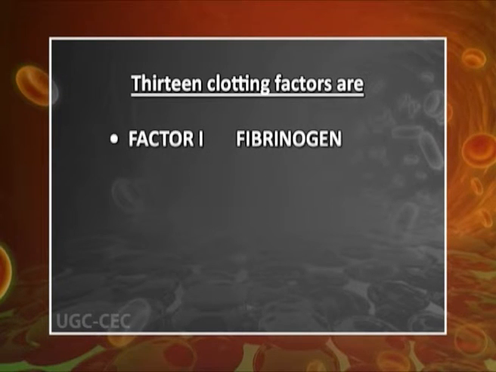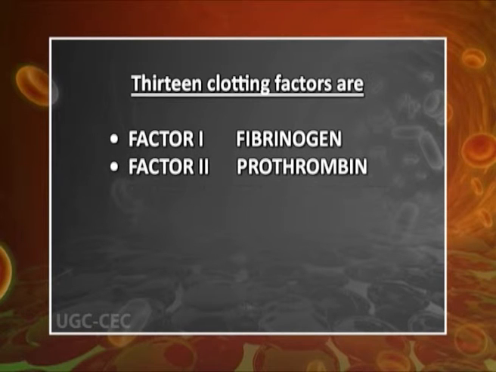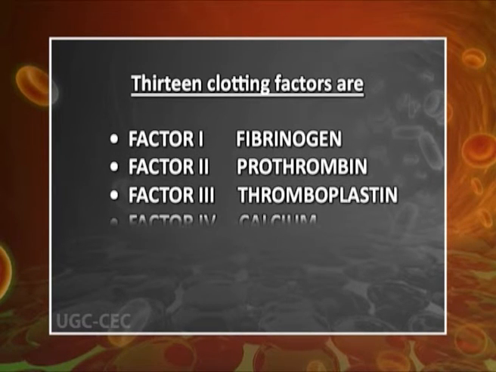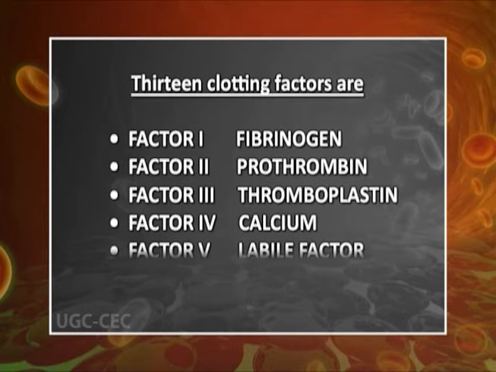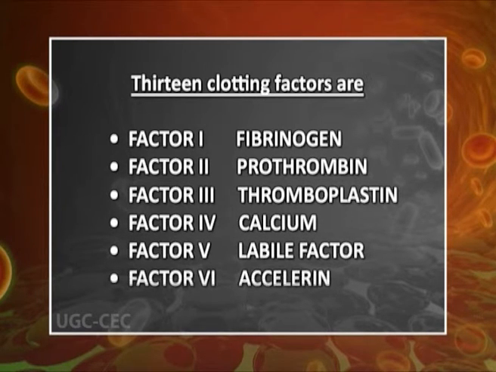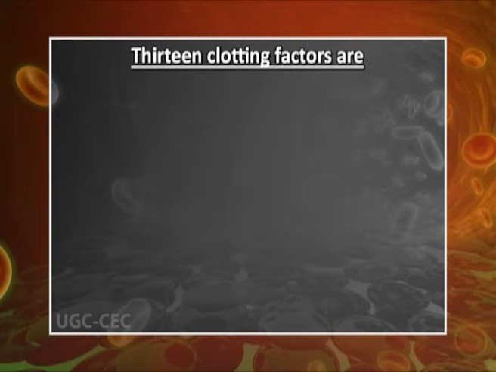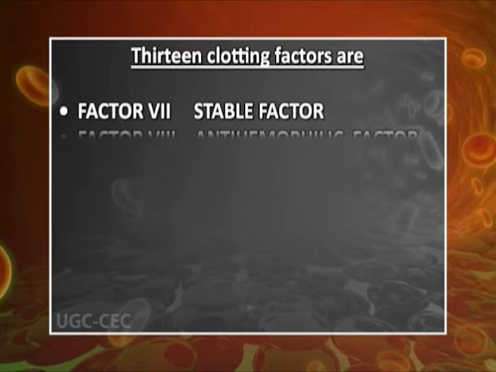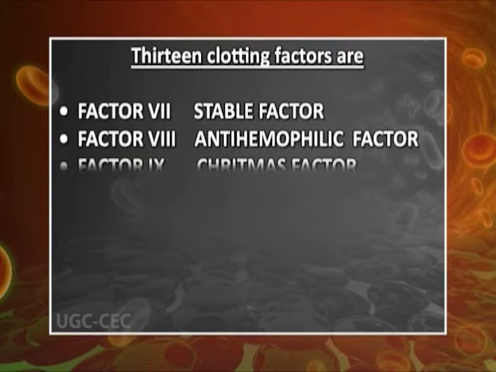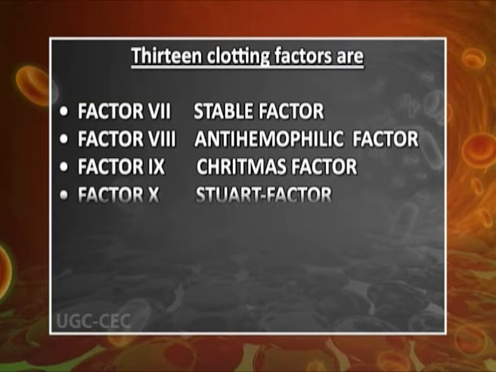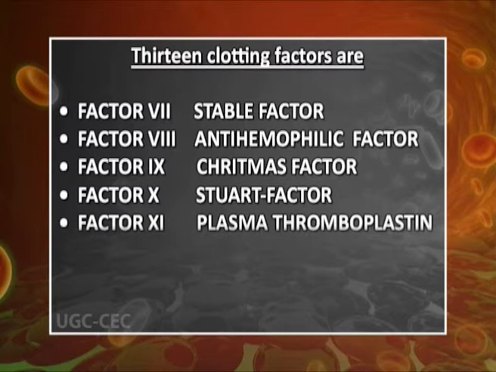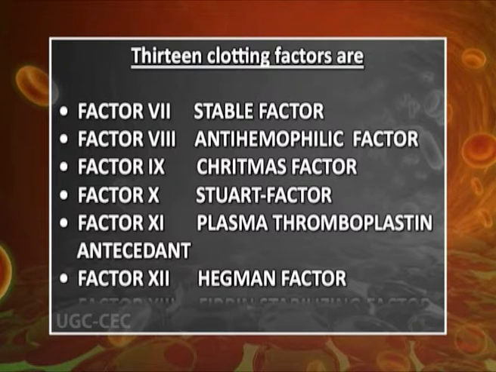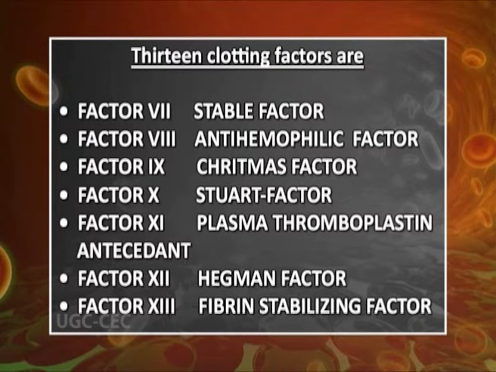Factor 1 is fibrinogen, factor 2 prothrombin, factor 3 thromboplastin, factor 4 calcium, factor 5 labile factor, which is also called proaccelerin or accelerator globulin, factor 6 accelerin, factor 7 stable factor, factor 8 antihemophilic factor, which is also called antihemophilic globulin, factor 9 Christmas factor, factor 10 Stuart factor, factor 11 plasma thromboplastin antecedent, factor 12 Hageman factor and factor 13, which is called fibrin stabilizing factor.